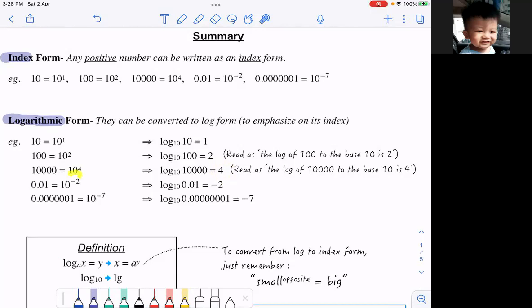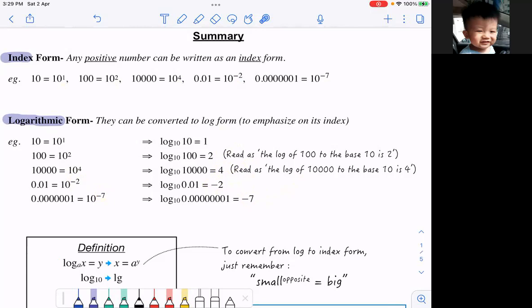Negative also can. If I'm expressing 10 to the negative 2, I log form the whole thing, the answer is negative 2, negative 7. So what does it mean? That means the answer that pops out after you log something, 1, 2, 4, negative 2, negative, feels familiar because just now we were precisely talking about those numbers of zeros. Right? Who is lost? Okay, who is not lost? Not lost, okay, right? Still okay, right?